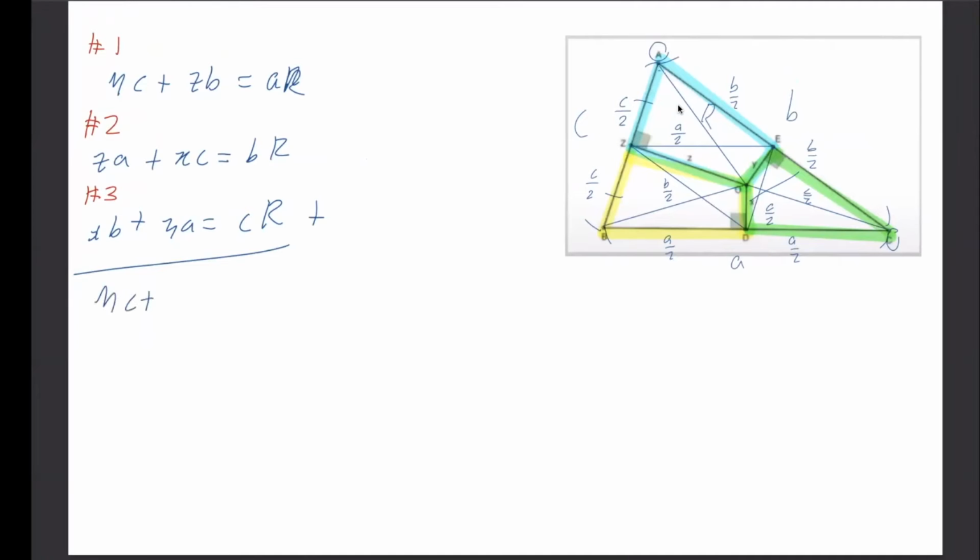So yc plus zb plus za plus xc plus xb plus ya. That's 2, 4, 6. Correct. The right side is a times r.